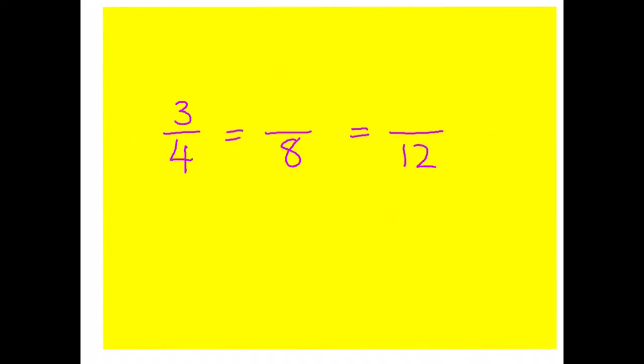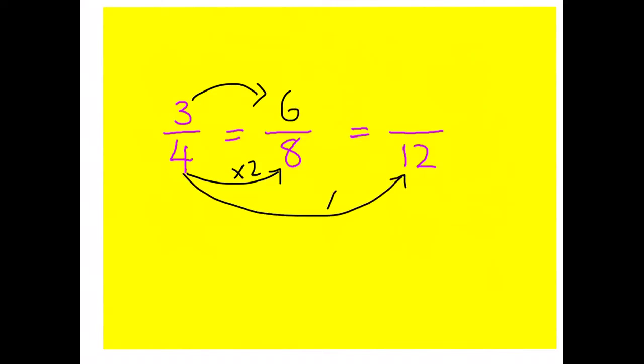In this question, we need to work out which fractions are equivalent to 3/4. I'm going to put it into eighths and into 12ths. To get from 4 to 8, I have doubled it, so I must double my top number. To get from 4 to 12, I've multiplied it by 3, so I must multiply my top number by 3, which gives me 9. So we can tell that 3/4 are equivalent to 6/8 and equivalent to 9/12.